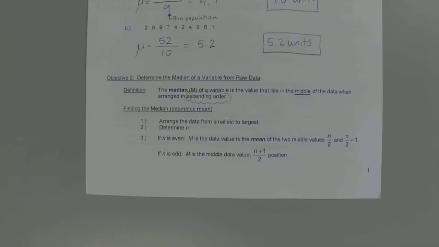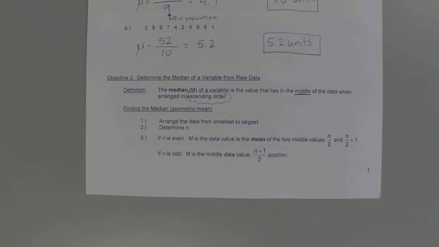So these next things are like, why do we have to have steps in finding the middle? Because sometimes the middle is not so easy to find, okay? So the first thing they ask you to do is arrange it from small to large. Determine in your sample size, how many things do you have?